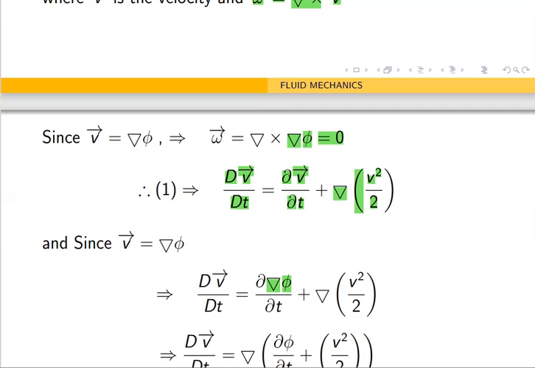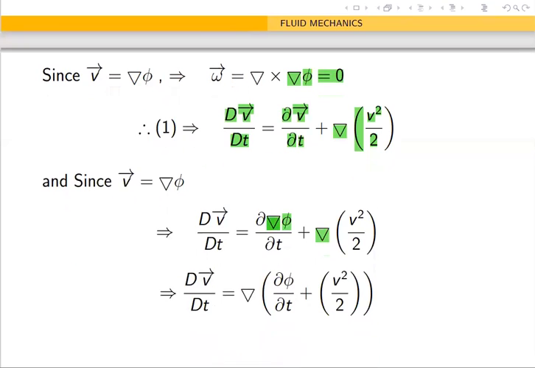Now we take the gradient outside. I can take this gradient outside and dou by dou t inside. So it becomes gradient of dou phi by dou t. And there is a gradient here also, so we can take that gradient outside too. So gradient of dou phi by dou t plus v square by 2, as it is. And this is what we had to prove, and we proved this. So the first part of the problem is proved.